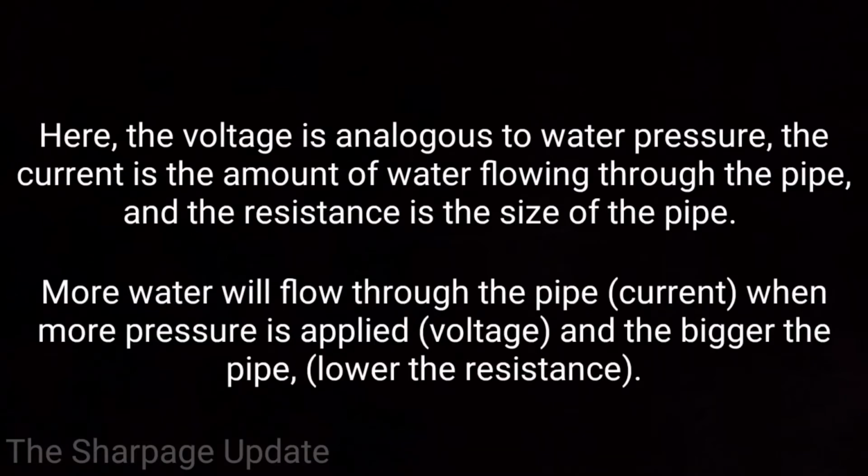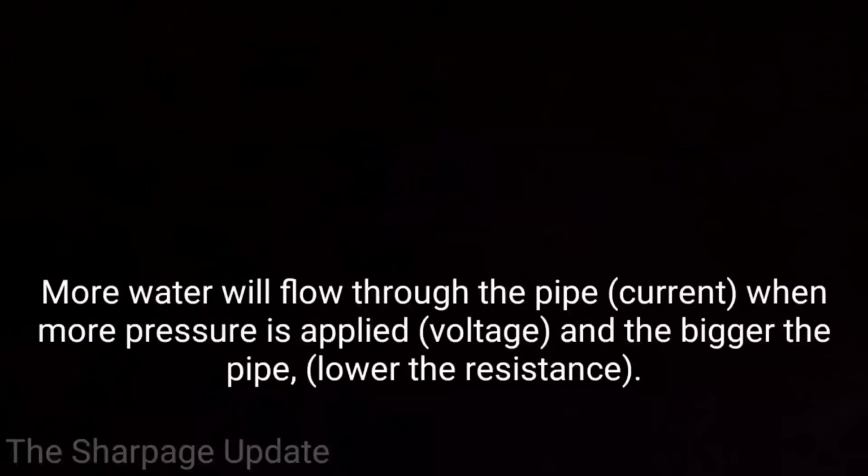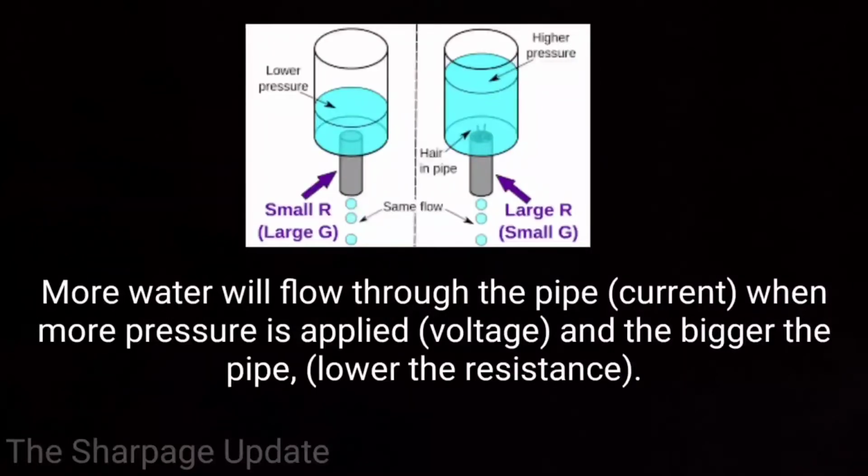Here, the voltage is analogous to water pressure. The current is the amount of water flowing through the pipe, and the resistance is the size of the pipe. Now, more water will flow through the pipe when more pressure is applied, and the bigger the pipe.